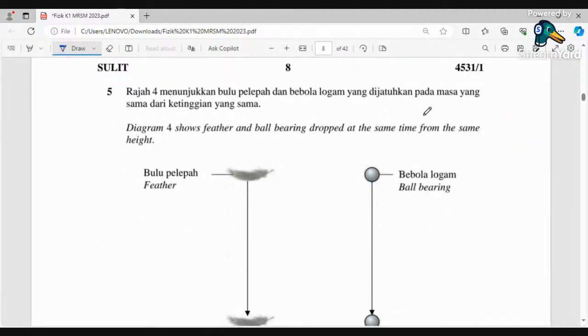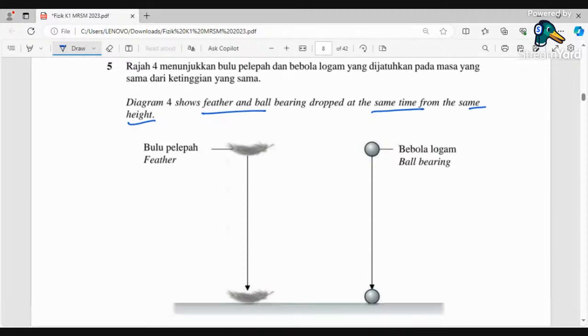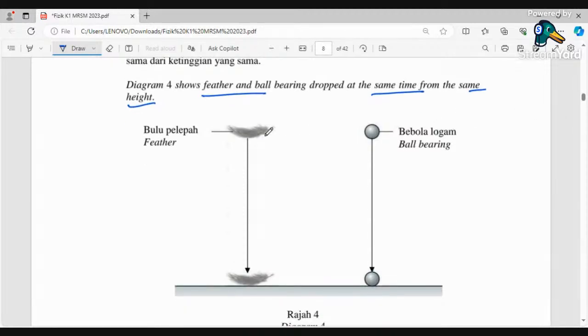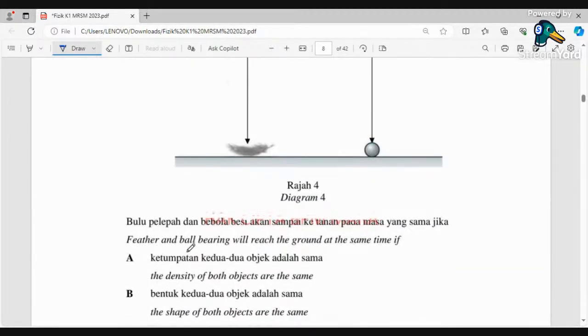Okay, number 5. Feather and ball drop at the same time, from the same height. This is the ball and this is the feather. Feather and ball bearing will reach the ground at the same time if both experience free fall. In the case of free fall, there is no air resistance. So the only force that acts on the object is gravitational pull.